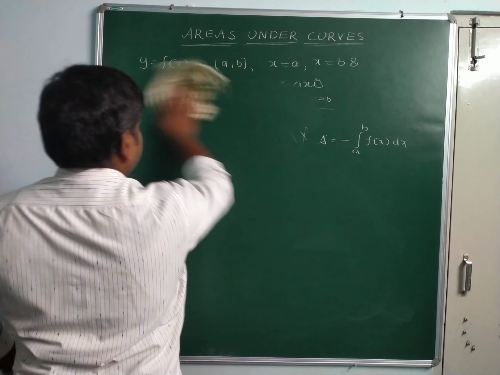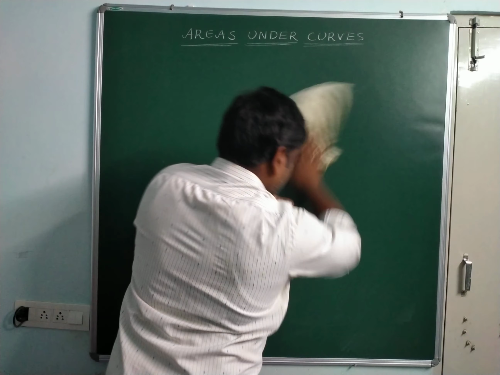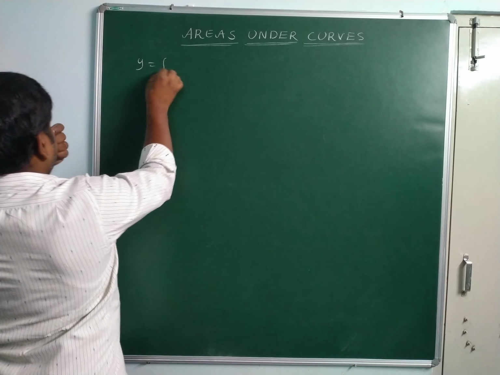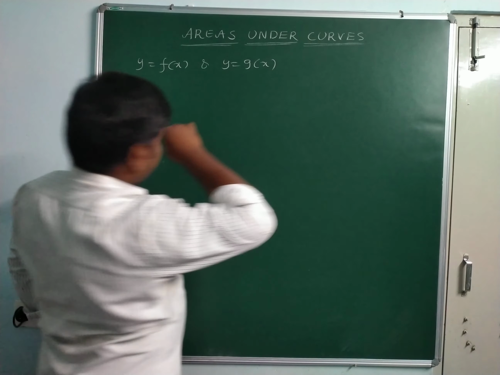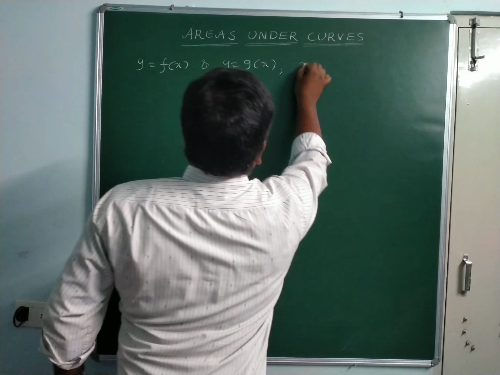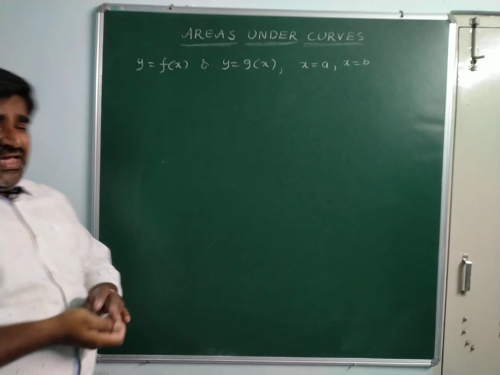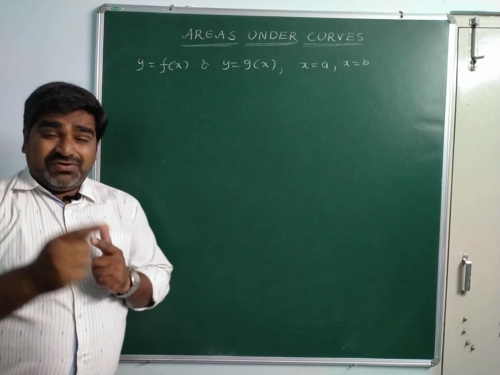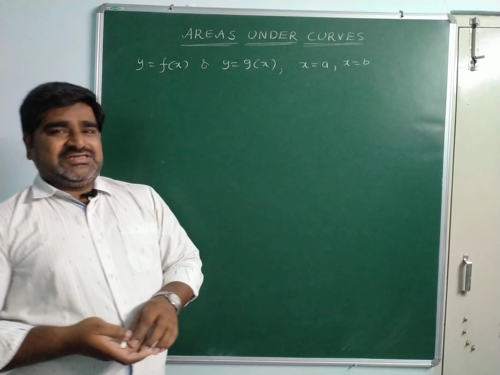So let us discuss the process when two curves are given. Let y equal to f of x and y equal to g of x be two curves defined on the closed interval a comma b, and of course the lines x is equal to a and x is equal to b. Now let us discuss the area bounded between the two curves y equal to f of x, y equal to g of x, between the lines x is equal to a and x is equal to b.